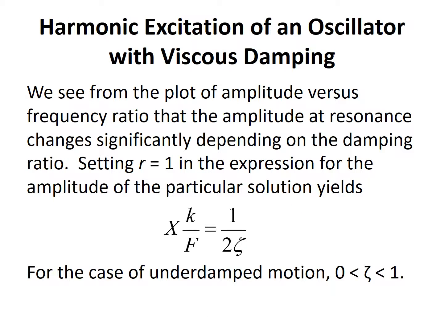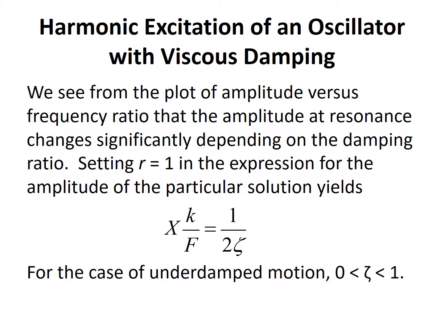Now, when we studied the forced response of undamped oscillators, we found that the response was unbounded when the excitation frequency was equal to the natural frequency of the system. We note an important difference in the case when the oscillator has viscous damping. As we saw in the plot on the previous chart, increasing the damping ratio leads to lower peak amplitudes of the response at or near resonance.